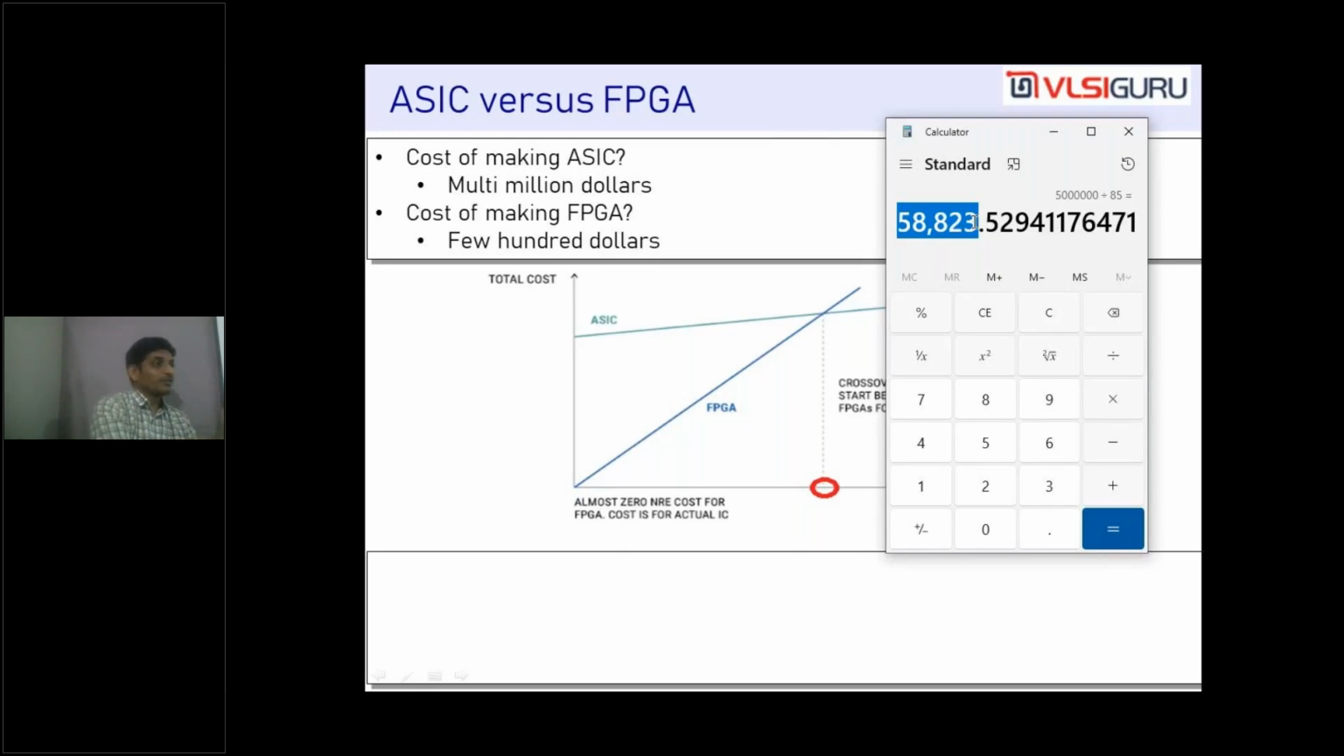Now, the mobile phone that you are using, tell me how many mobile phones like that would have been manufactured throughout the world? At least 5 lakhs, at least 10 lakhs, right? At least 5 lakhs would have been manufactured. Tell me, should they use ASIC or should they use FPGA? ASIC only, right? Because in our calculation, once you cross 59,000, ASIC makes sense.